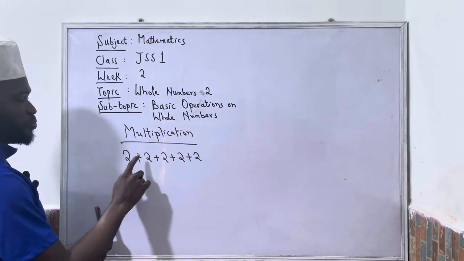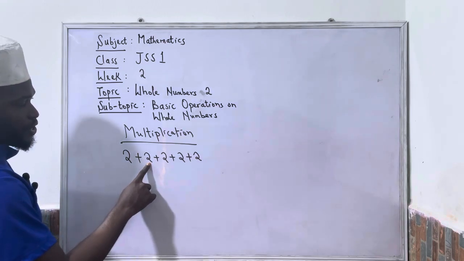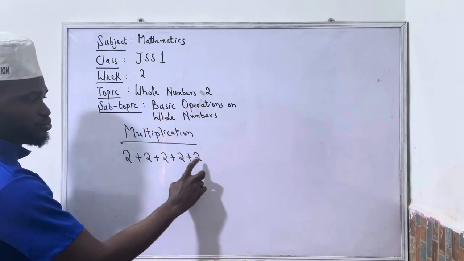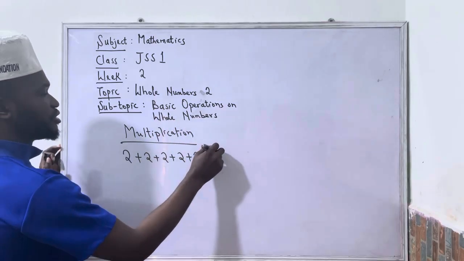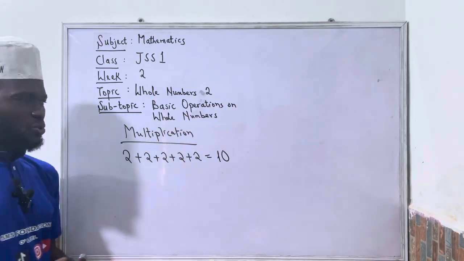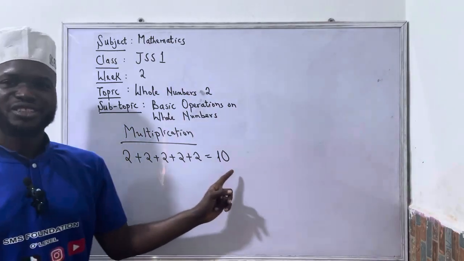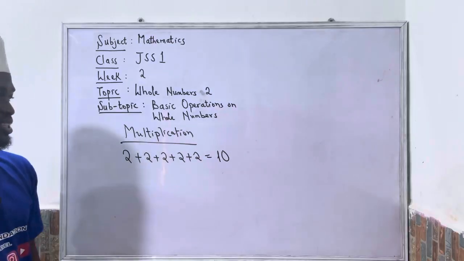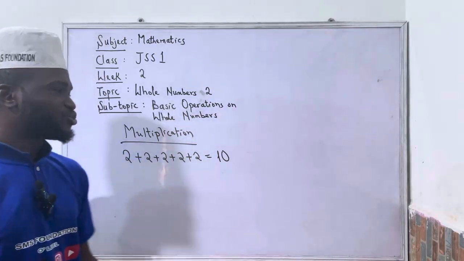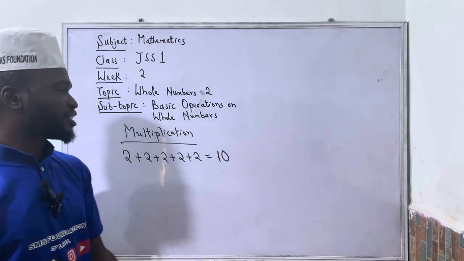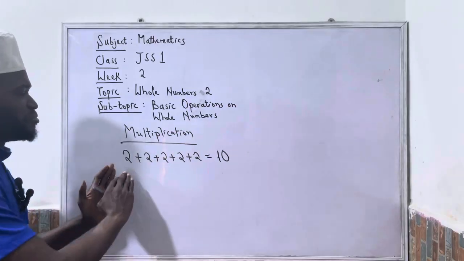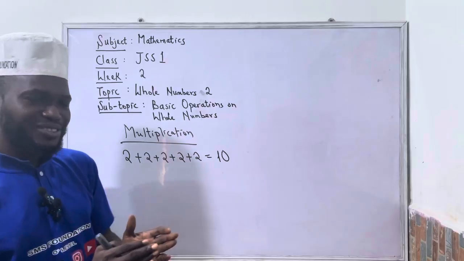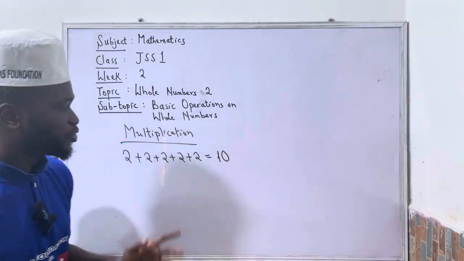So if you add this, 2 plus 2 gives me 4. 4 plus 2, 6. 6 plus 2, 8. 8 plus 2, 10. So this will give me 10. If I continue to add like this, it will take up a lot of space and waste my time. So how can we generate another symbol that will make this shorter, easier and less complex or cumbersome to write?